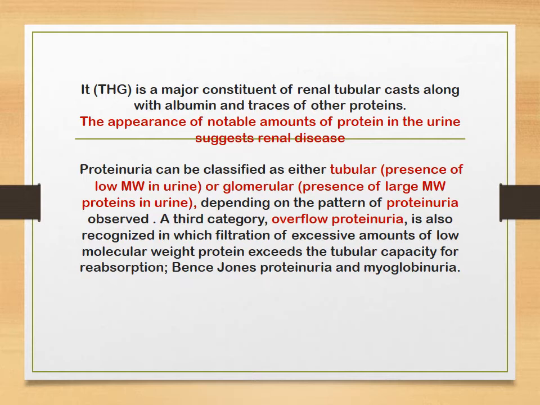The third type is referred to as overflow proteinuria, in which there is abnormal production and filtration of abnormal proteins such as Bence Jones protein, such as myoglobin, and disorders that are beyond the capacity of renal tubular reabsorption, referred to as overflow proteinuria.